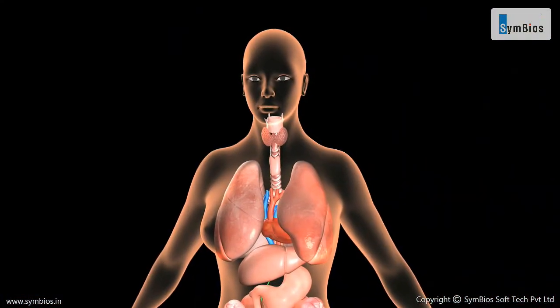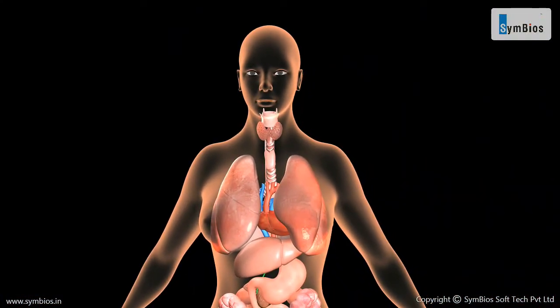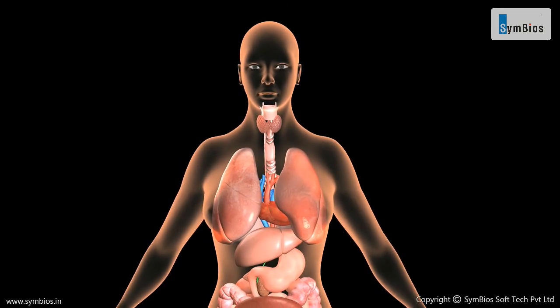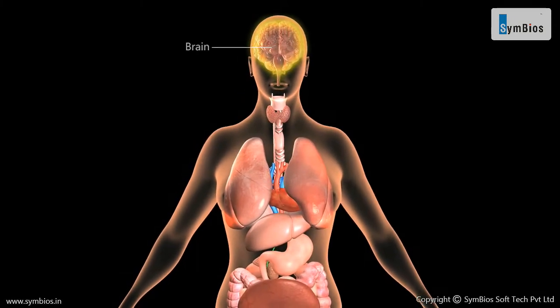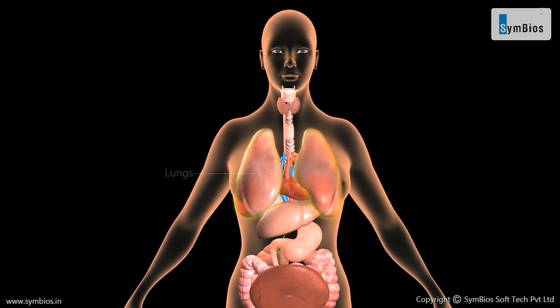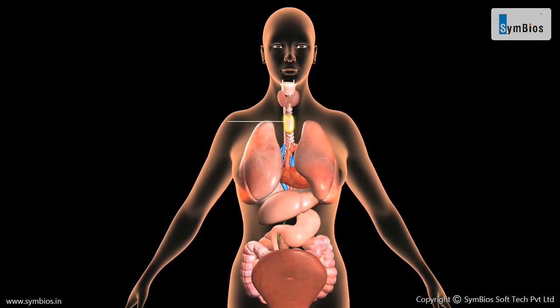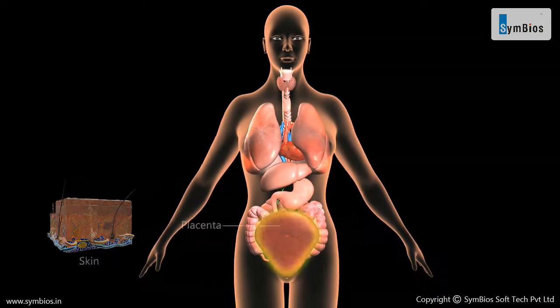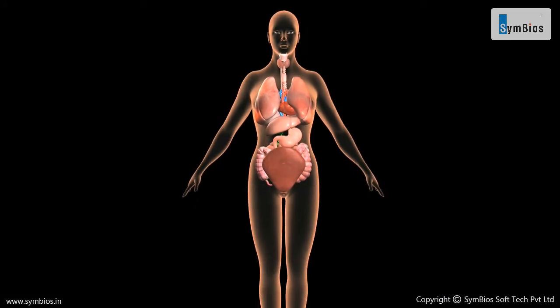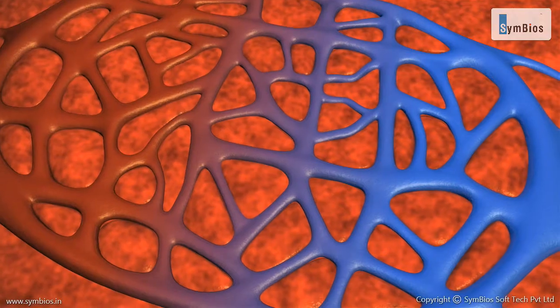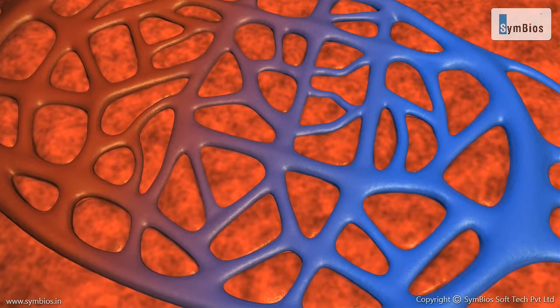Although hormones are mainly produced by the endocrine glands, some non-endocrine organs such as the brain, heart, lungs, kidneys, liver, thymus, skin, and placenta also produce and release hormones. Now let us study about hormones in detail.